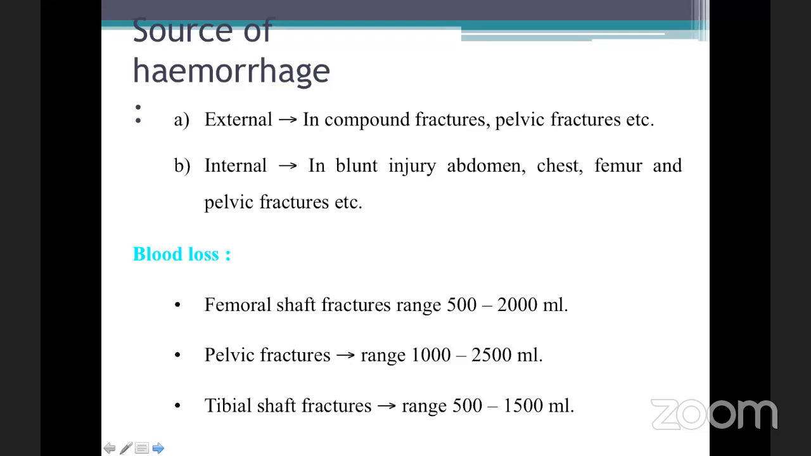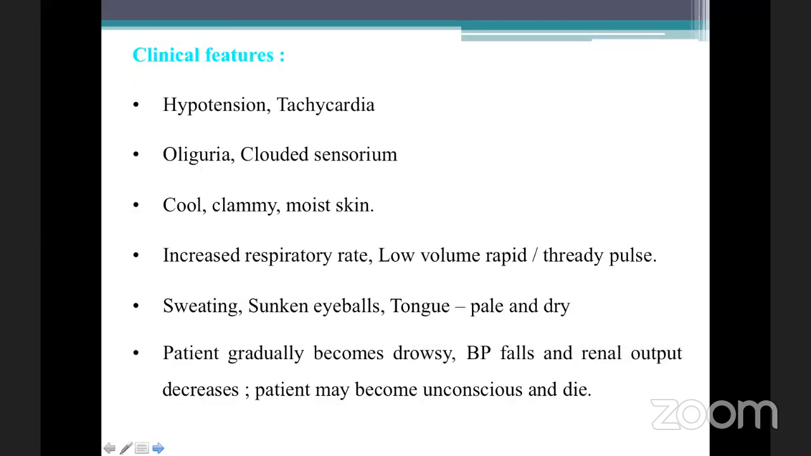The approximate blood losses are: in a femoral shaft fracture, half a liter to 2 liters; in a pelvic fracture, 1 liter to 2.5 liters; and tibial shaft ranges from 500 to 1500 ml. So this accounts for a significant blood loss. Now, what are the clinical features? As we have mentioned, there will be hypotension, and to compensate for that, there will be tachycardia.